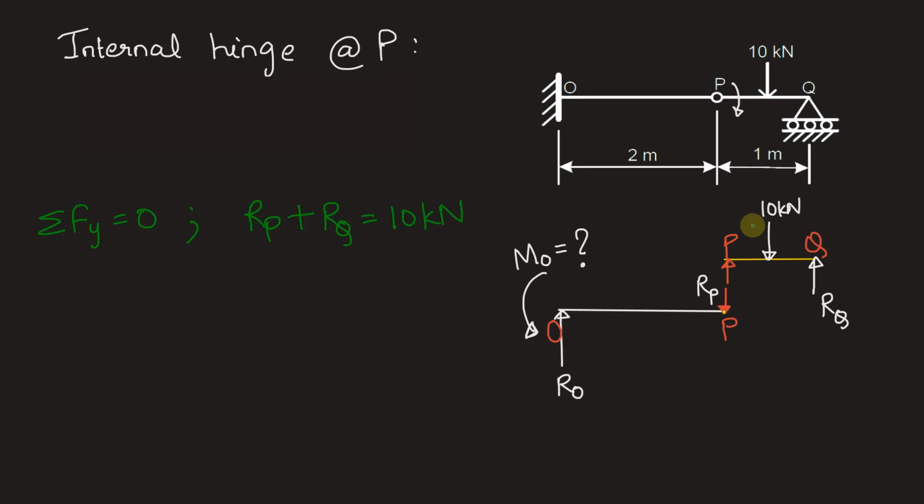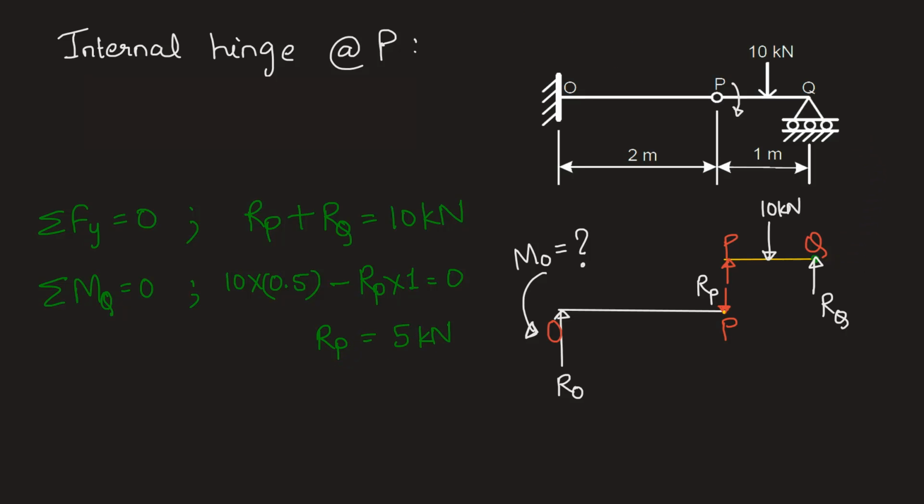We can calculate it by taking moment about point Q. So if we take summation of moment about Q is equal to 0, the equilibrium equation, we have 10 into 0.5, which is the anti-clockwise moment, minus RP into 1, the clockwise moment, is equal to 0. This gives us RP as 5 kN.